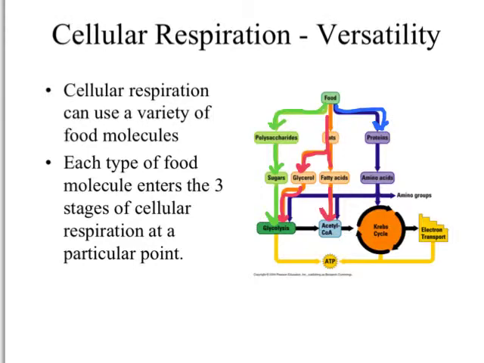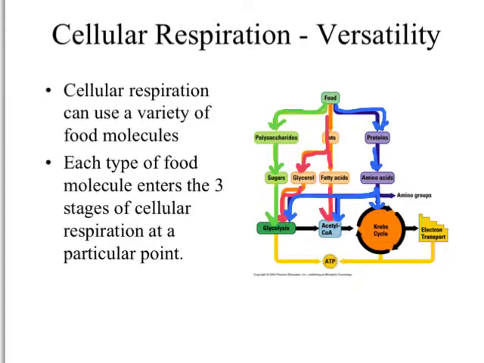So we can break down amino acids to almost any stage, and they can be utilized in almost any stage. Some of the amino acids can be converted to a molecule that can go through glycolysis. Again, some can join up at the acetyl coenzyme A, and some can go directly into the Krebs cycle.